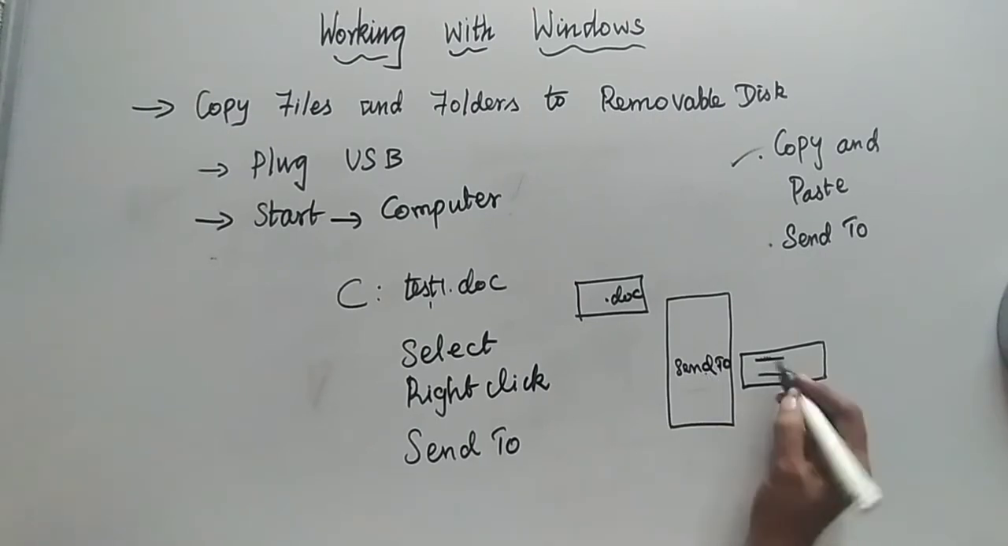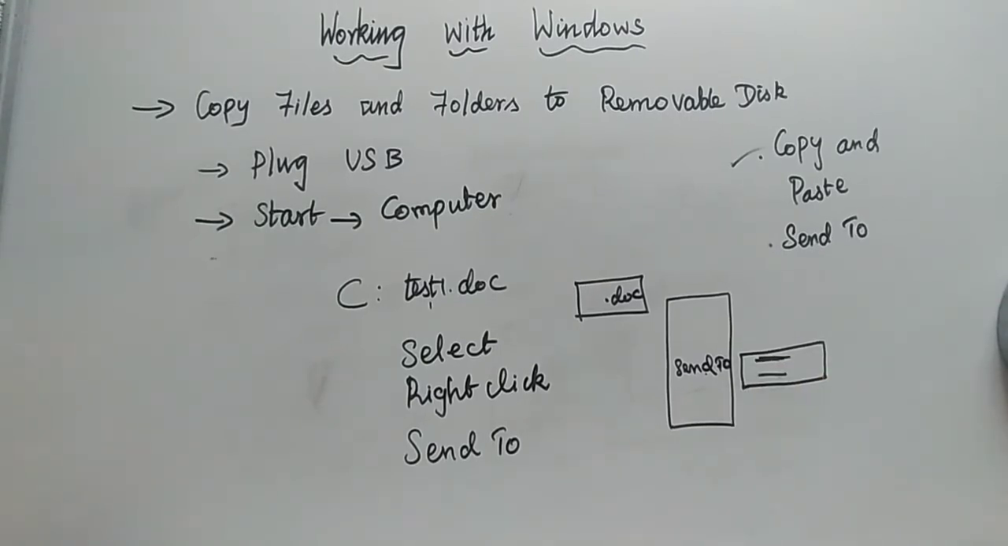Just now I have selected the pen drive, that is your USB removable drive. Now this area will be open, and everything will be copied automatically from the source end to the destination. So this is the way you can copy files and folders to a removable disk.